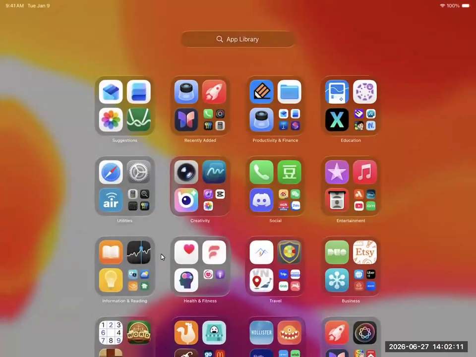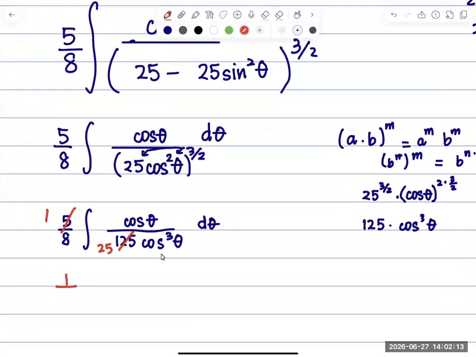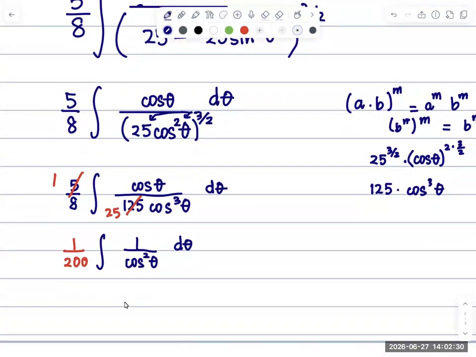So we end up having 1/200 in the front. And then the inside will be 1 over cosine squared theta, d theta, because the cosine in the numerator and one copy in the denominator cancel out. So I will have 2 copies left. And if you remember the trig identity, we will have 1/200 integral of secant squared theta d theta.